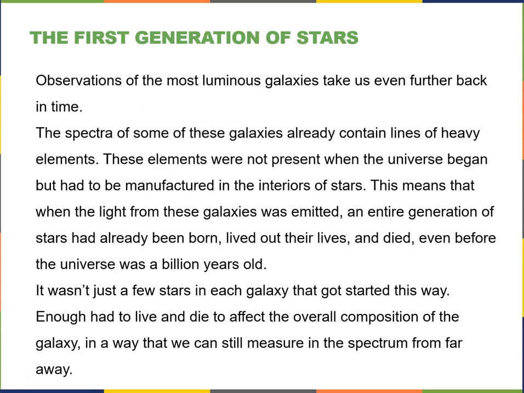So observations of luminous or bright galaxies take us even further back in time. The spectra of some of these galaxies already contain lines of heavy elements. But these heavy elements were not present when the universe began. They had to be manufactured in the interior of stars. This means that when light from these galaxies was emitted, and we were able to observe it, an entire generation of stars had already been born, lived out their lives, and died. This was even before the universe was 1 billion years old.